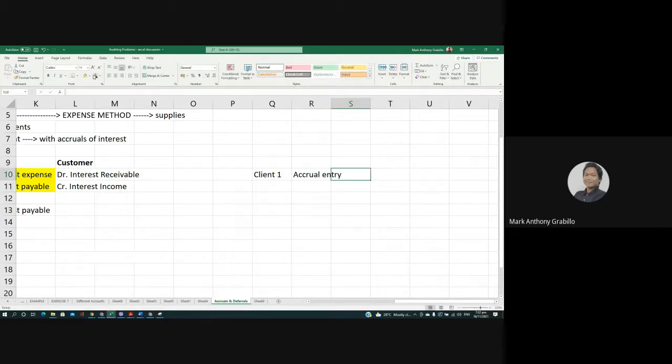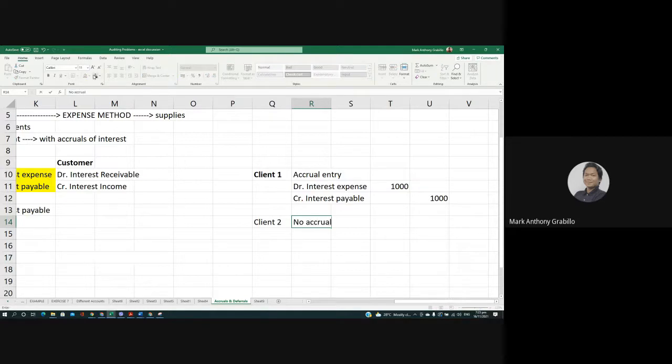So, what will be your adjusting entry for client 1? Debit, interest expense, 1,000. And then credit, interest payable, 1,000. For client 2, you did not make any accrual entry. So, no accrual entry, right? No accrual entry for client 2.